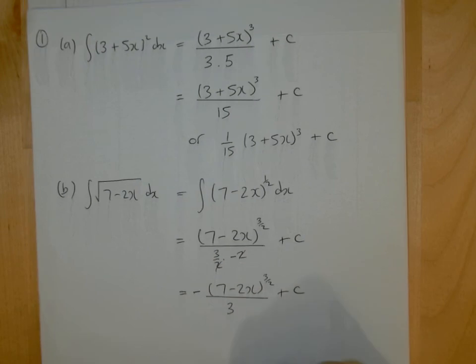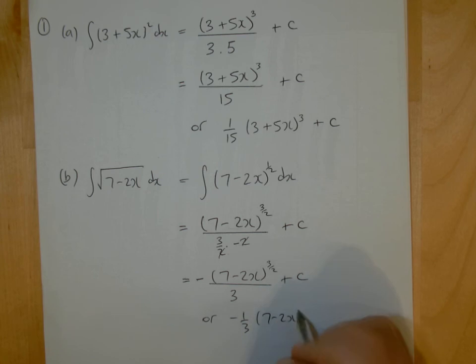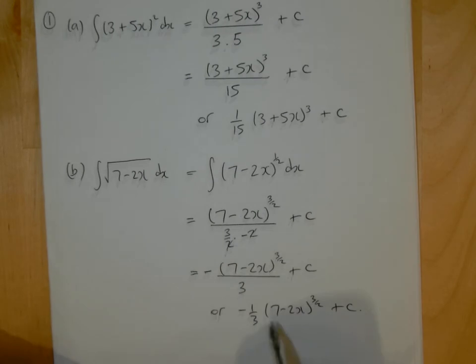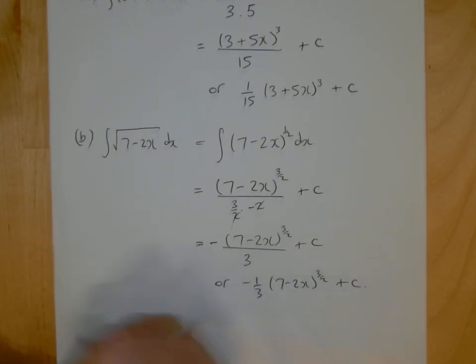Just like last time, you could rewrite this as minus a third. Either way is acceptable. Dividing by 3 is the same as timesing by a third. So then let's look at c.